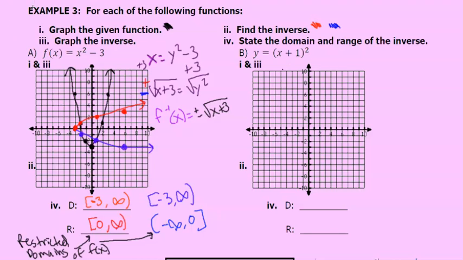Let's look at B. Y equals x plus 1 squared. So let's graph this. From the parent function, it looks like it goes to the left 1. And then we could draw our graph. Okay, now let's find the inverse.